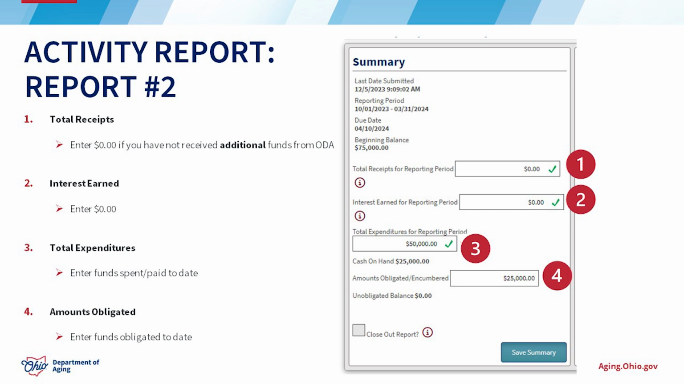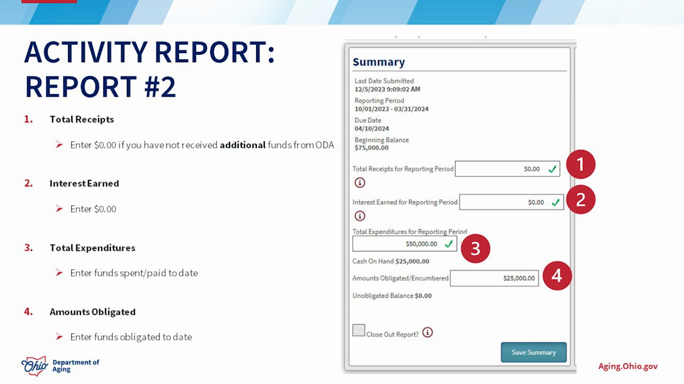Finally, you must report on the amounts obligated to date. In this example, I have obligated the remaining funds, so I would simply enter $25,000 into that box 4. This leaves me with an unobligated balance of $0.